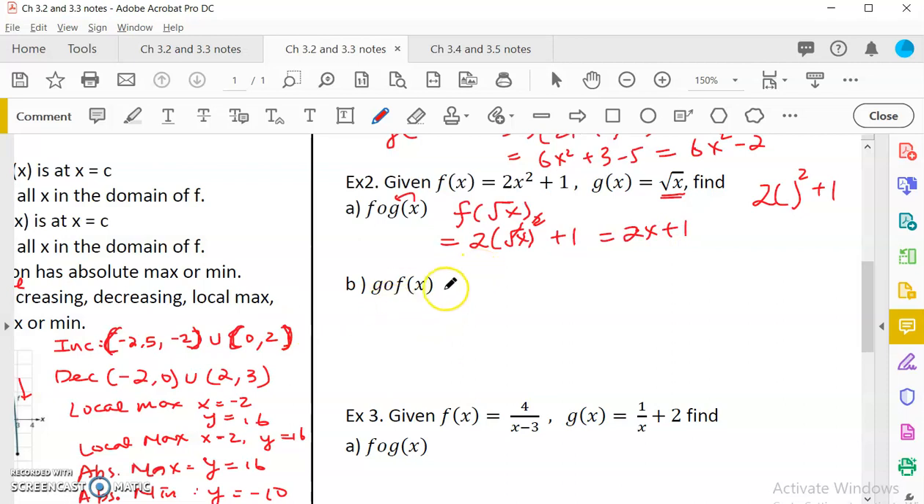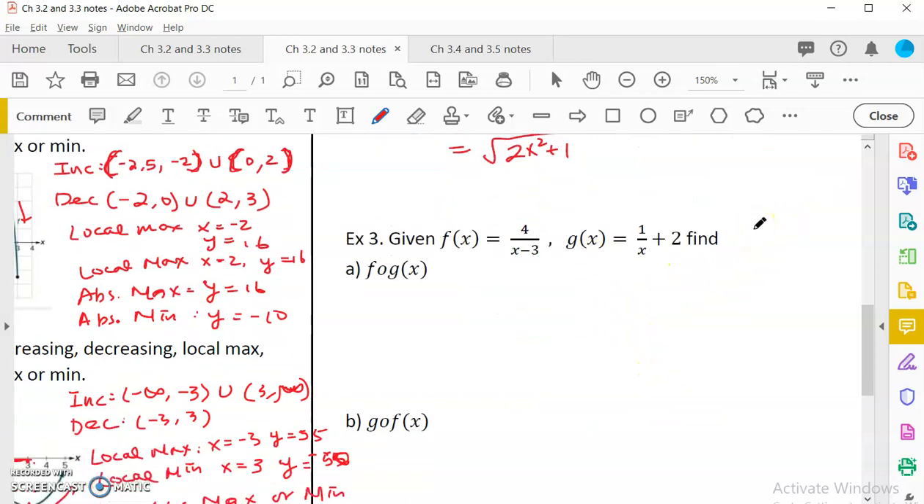g of f, the other way around: I'm going to put x into f, so it becomes an f function, just a formula. But you want to put this whole formula into g. So you write it as g of the whole f of x formula, which is 2x squared plus 1. But what is g? g is the square root of something. What is the something? Something waiting for you to input. It is 2x squared plus 1, so it will be the square root of 2x squared plus 1. And that's the simplest form.